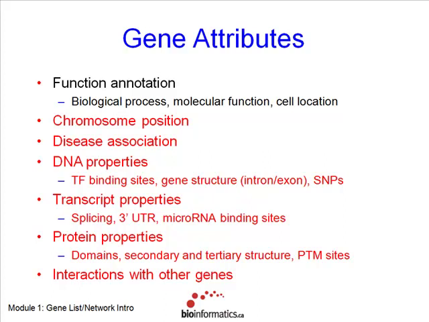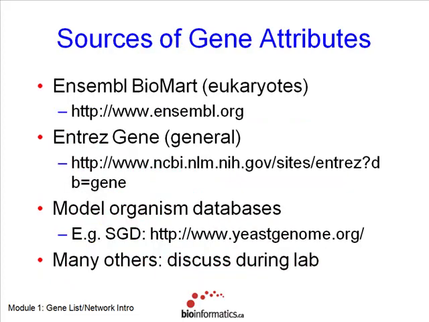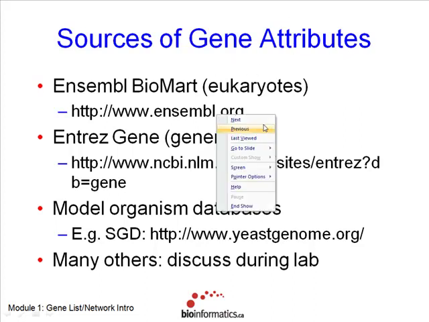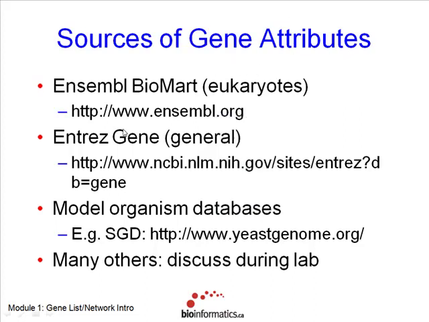All of these other types of gene attributes that are available for genes and proteins, I'm not going to spend as much time on, but mostly these can all be retrieved from just a few sources. We're going to talk about one, Ensembl BioMart, and mostly for eukaryotes, although now it's starting to branch out into plants, viruses, bacteria, so every organism will be covered at some level with this tool.